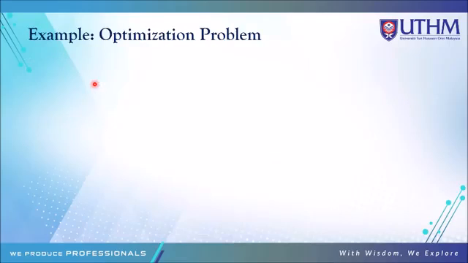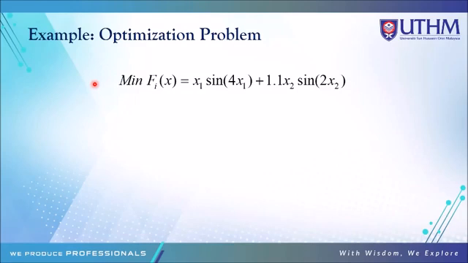Look at a simple example of an optimization problem. This is a simple mathematical optimization problem. This is not the real one. Let's say we try to minimize the function f(x). We already formulated our problem into a mathematical function. Let's say we have this function. This function has variables. In this case, we have x1 and x2.